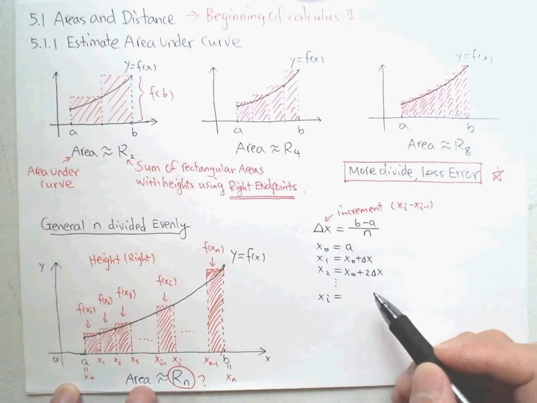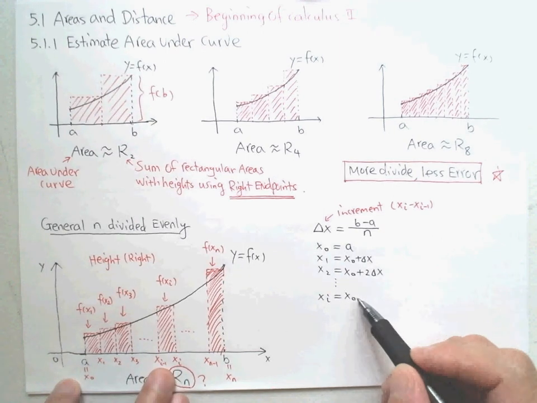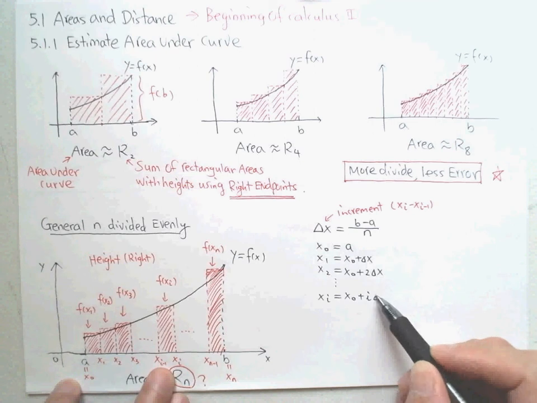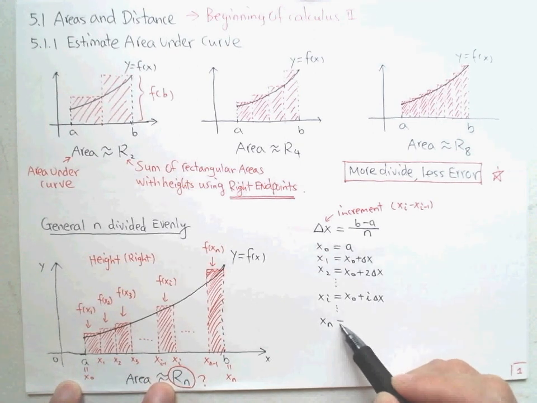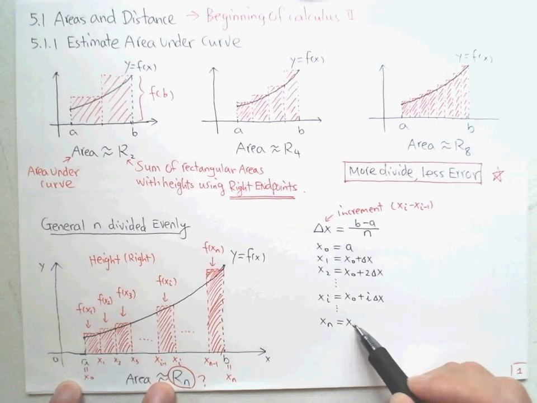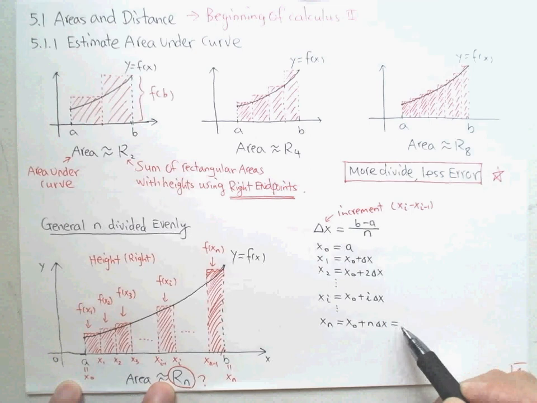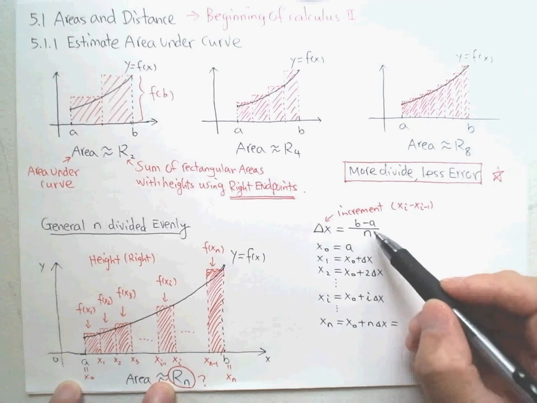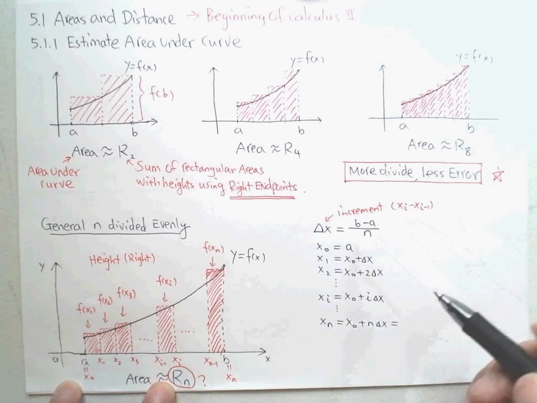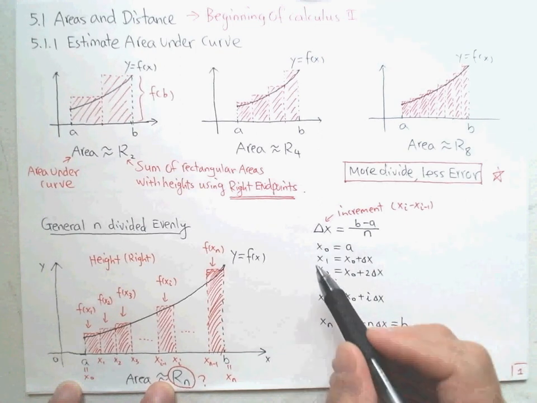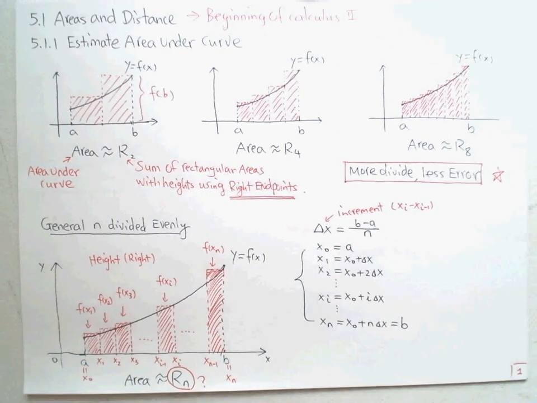xi should be this. This is i, right? So x0 plus i times delta x. Going to the last, xn, of course is x0 plus n times delta x. If you do the calculation and plug delta x into this formula, x0 is a, and the calculation gets exactly to b. We put this together. This is very important. We call it all the x.